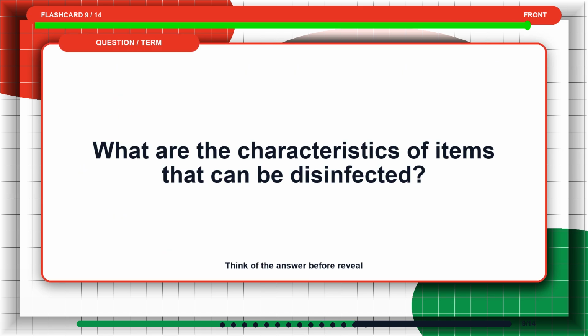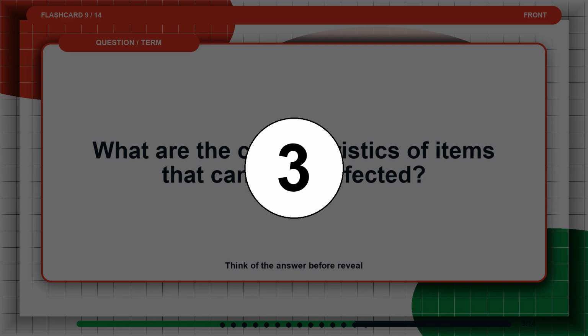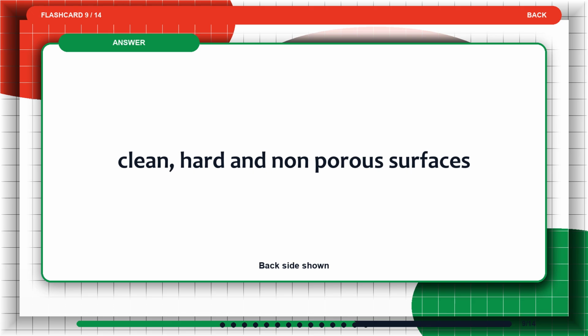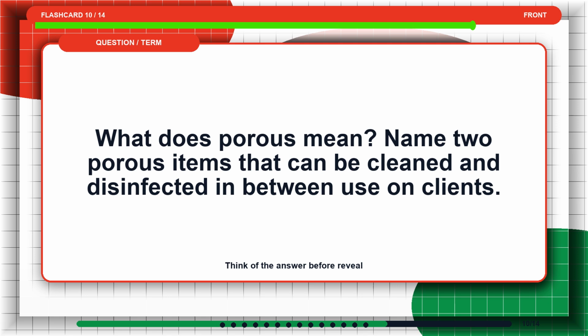Flashcard 9. What are the characteristics of items that can be disinfected? Pause and think of the answer before the reveal. The answer is clean, hard, and non-porous surfaces. Flashcard 10. What does porous mean? Name 2 porous items that can be cleaned and disinfected in between use on clients. Pause and think of the answer before the reveal.